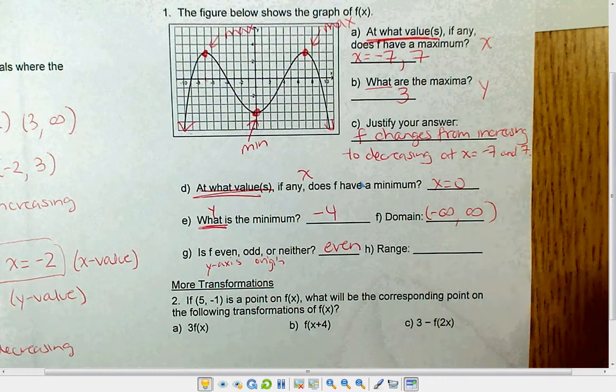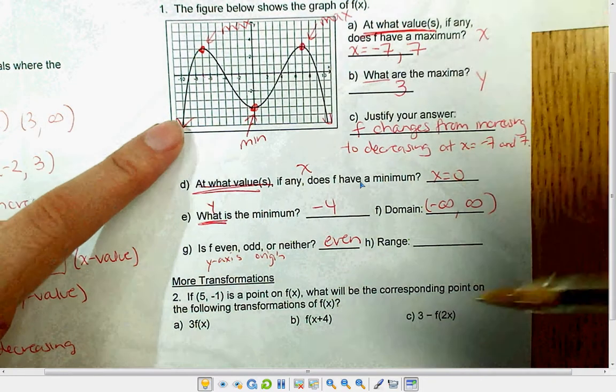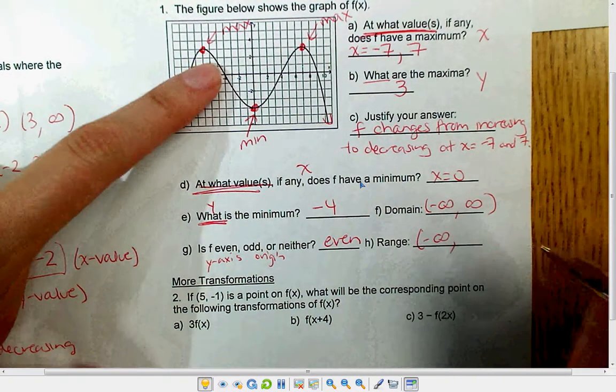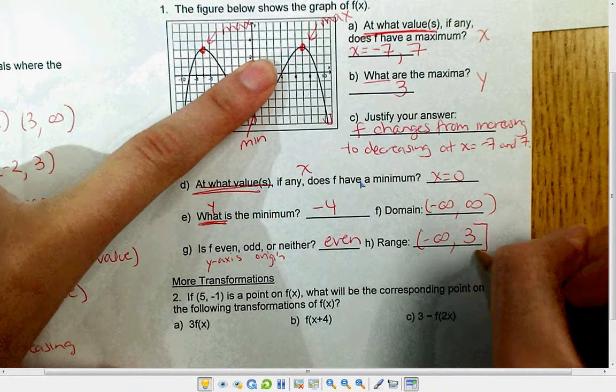Now let's do range. So range starts at the bottom, goes up to the top. The arrow means it keeps on going, so it starts at -infinity and it stops at the topmost point, which is a 3. Because there's no hole there, it's included, it's going to be a bracket.